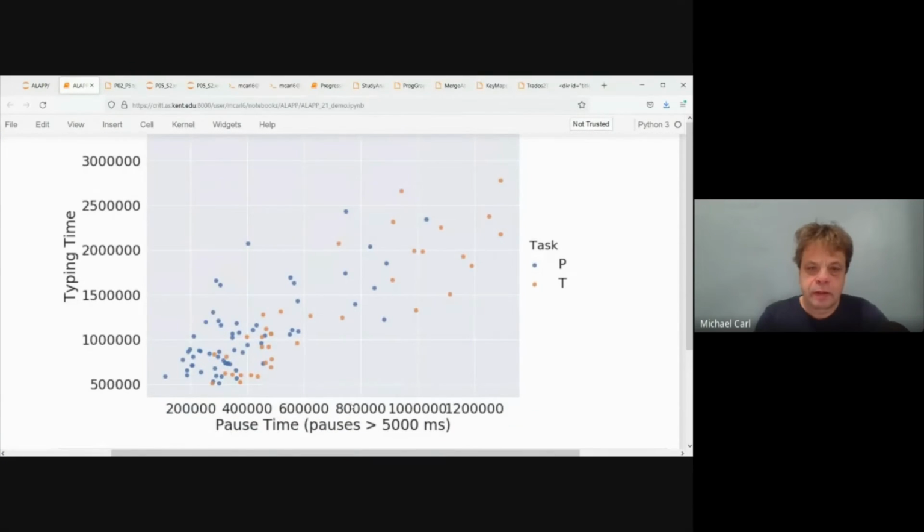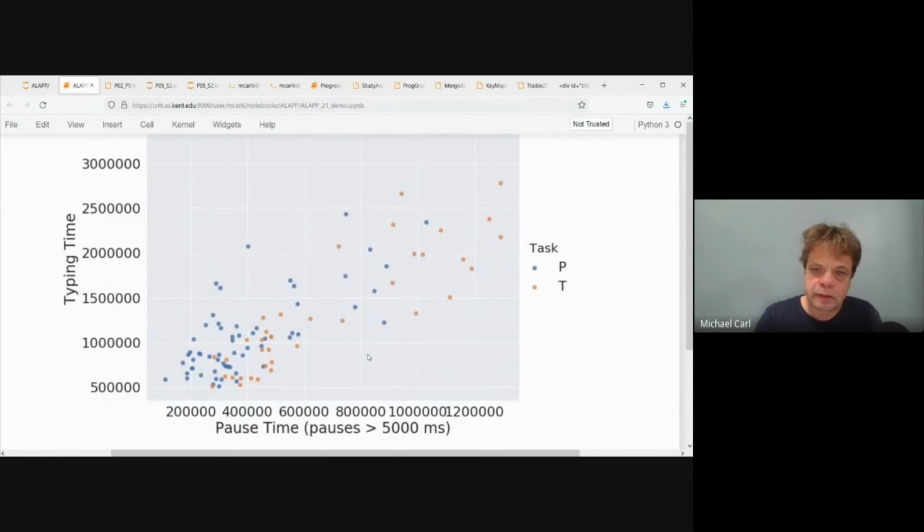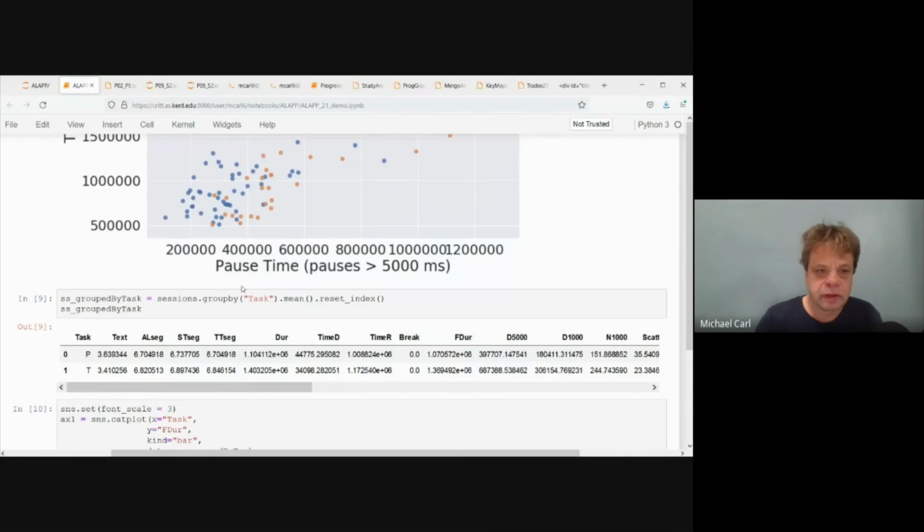And by task. So we have post-editing, meaning the translator had some text, a machine translation that was post-edited, or T is translation from scratch. There was no text given. The translator produced from scratch. And we see here the relation between the pause time and the typing time. It looks quite similar here, only that all the dots seem to be shifted a little bit up for the post-editing sessions.